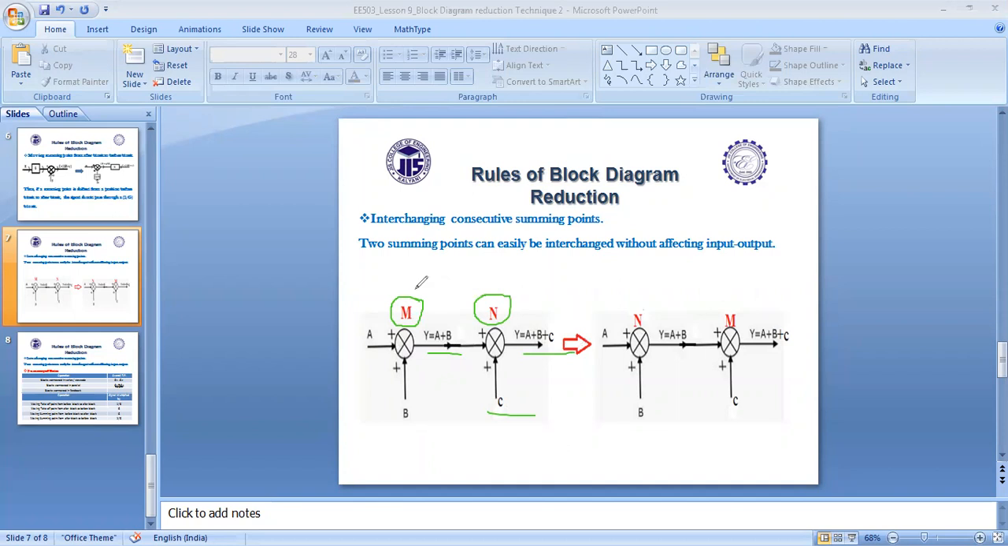Now, if we alter these two summing points, that means if we initially place N then M, then also the same thing will happen. The input and output will not be affected. This implies two consecutive summing points can easily be interchanged without making any alteration in input outputs.